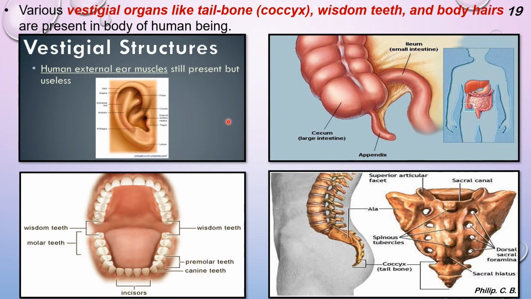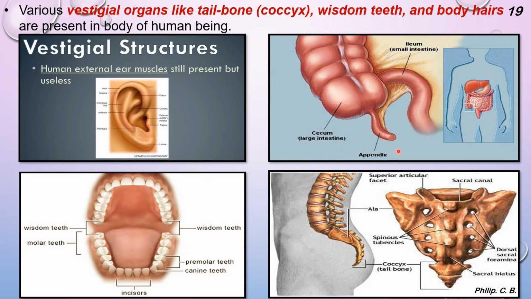So that's why I can show the images of vestigial structures. The human external ear muscle is still present, but it is of no use, though it is used in apes and monkeys. Then the wisdom teeth, you can see I have added a labeled diagram: wisdom teeth, which are present at the later end of the mouth region, molar teeth, the incisors, canine, premolar.